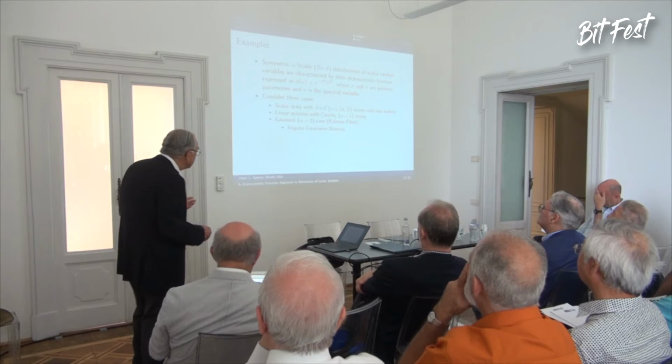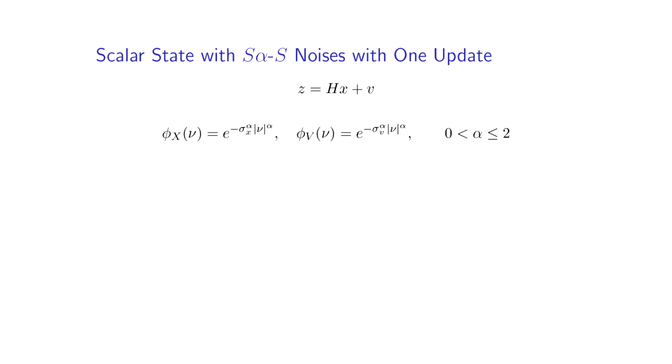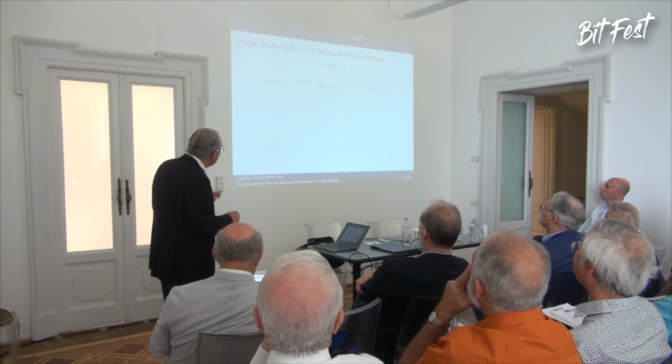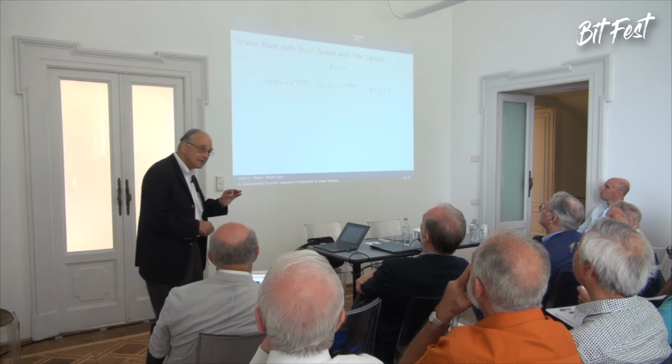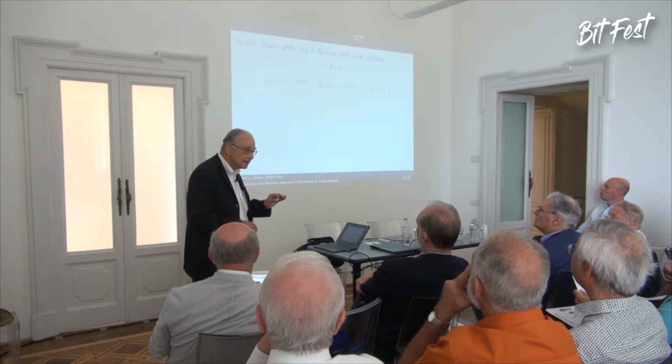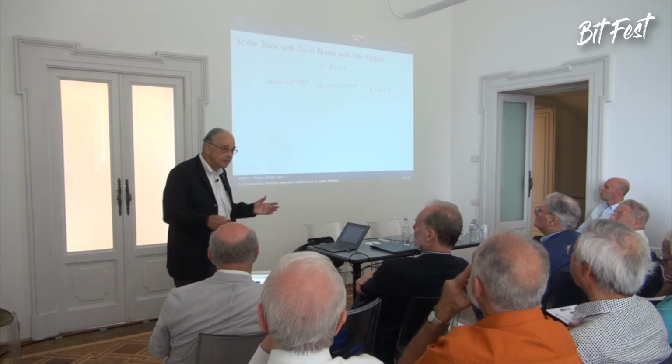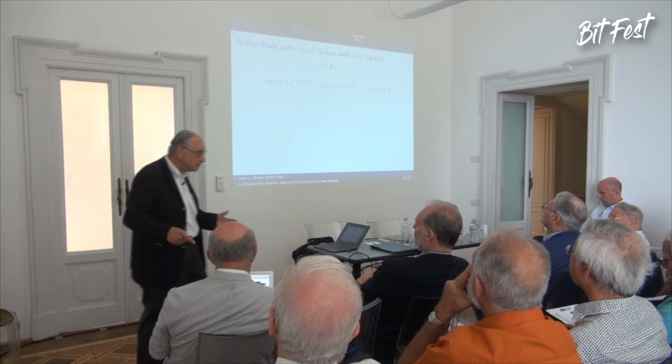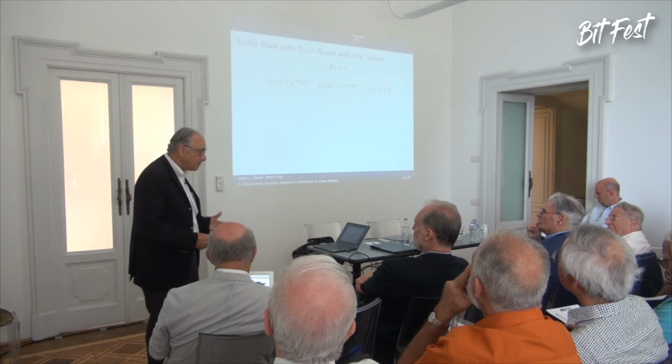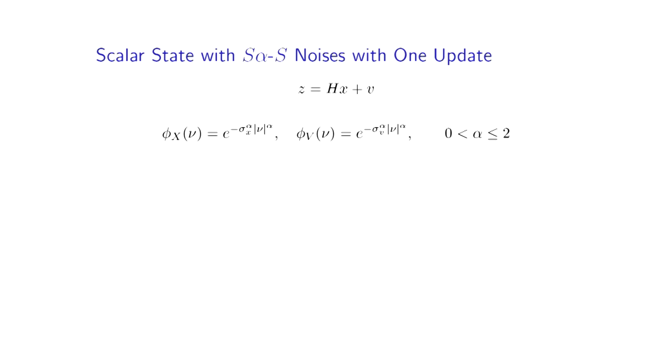Okay, so let's take the first one, the scalar state, so z is just one scalar measurement. X is in this class, and v is in the class. Notice that x and v have the same alpha; I'm not mixing up alphas here. If the state has a particular value of alpha, so does the noise. Now what makes this class stable is related to the central limit theorem. Sums of Gaussians are Gaussians, and in this class, sums of Cauchys are Cauchys. The central limit theorem that we know doesn't apply: if you take a whole bunch of these random variables and sum them all up, it doesn't converge to a Gaussian. They converge to a member of that particular class. So that's what makes this an interesting class of distributions.